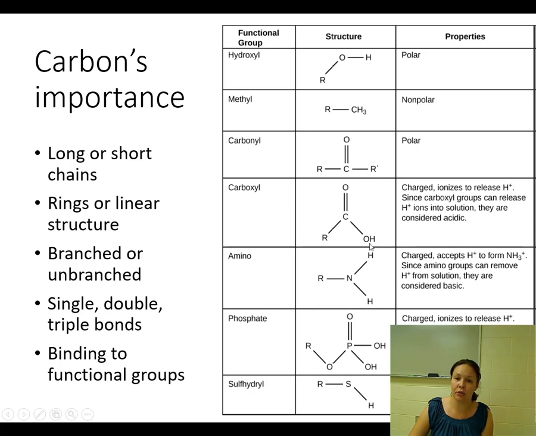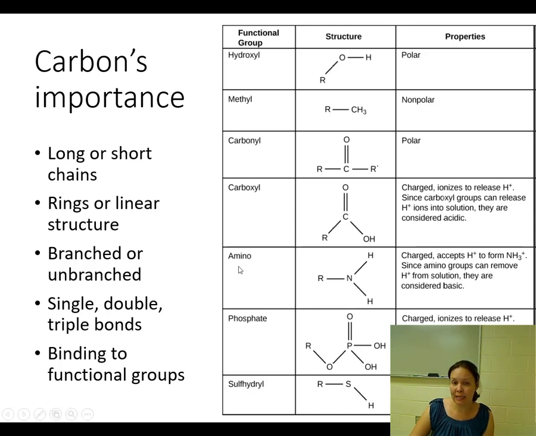So again, this is a hydroxyl. But when you put a hydroxyl together with a carbon double bonded to an oxygen, these together make a carboxyl group, and it bestows acidic properties upon that particular molecule.